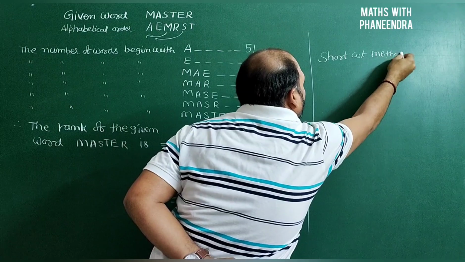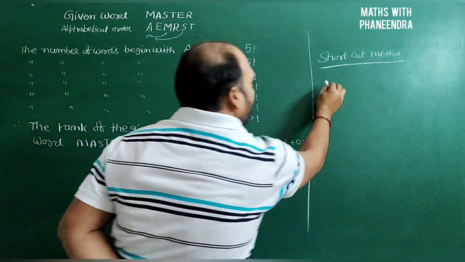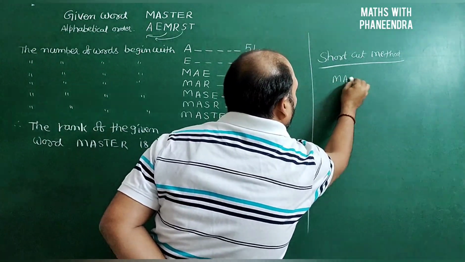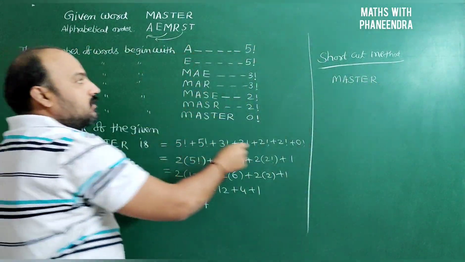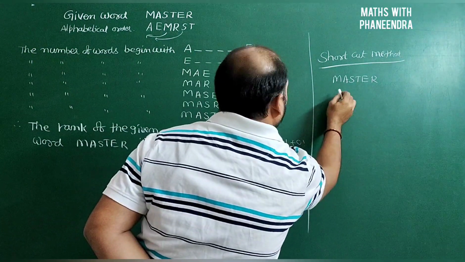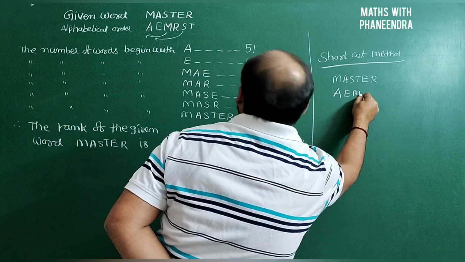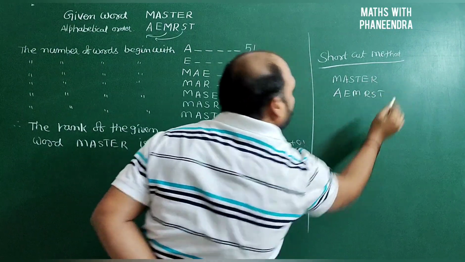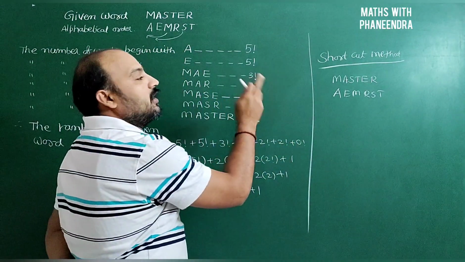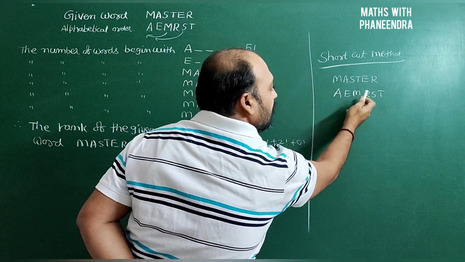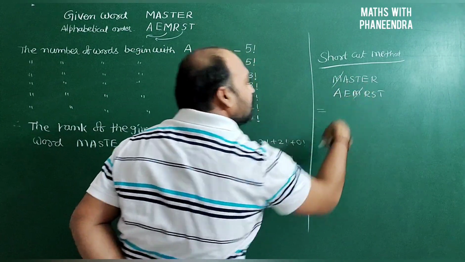Both the methods at a time we are learning in this. So master, the given word, M-A-S-T-E-R. The alphabetical order for the word master is A-E-M-R-S-T. In the given word master, M is in the starting position, here M is in the ending position, so M you can cancel it.